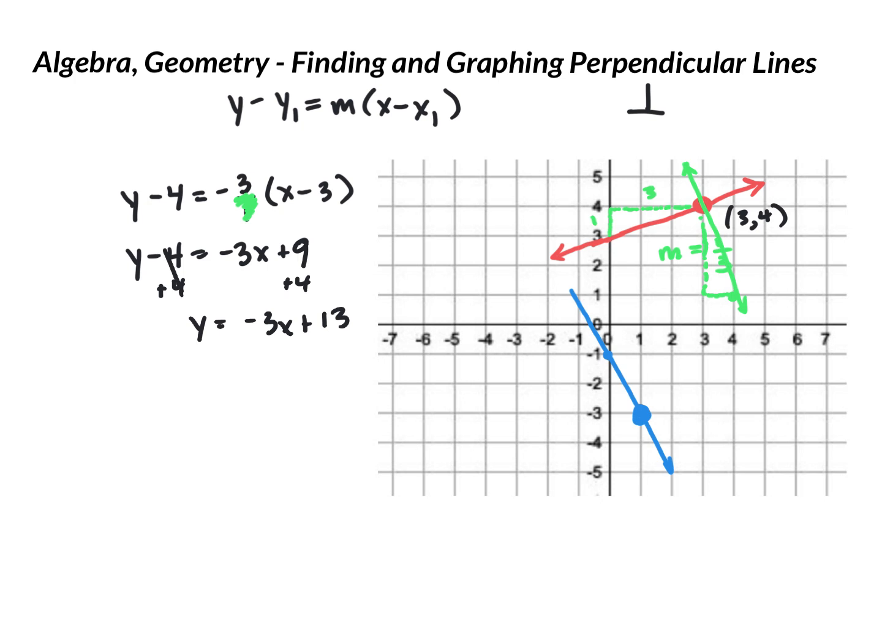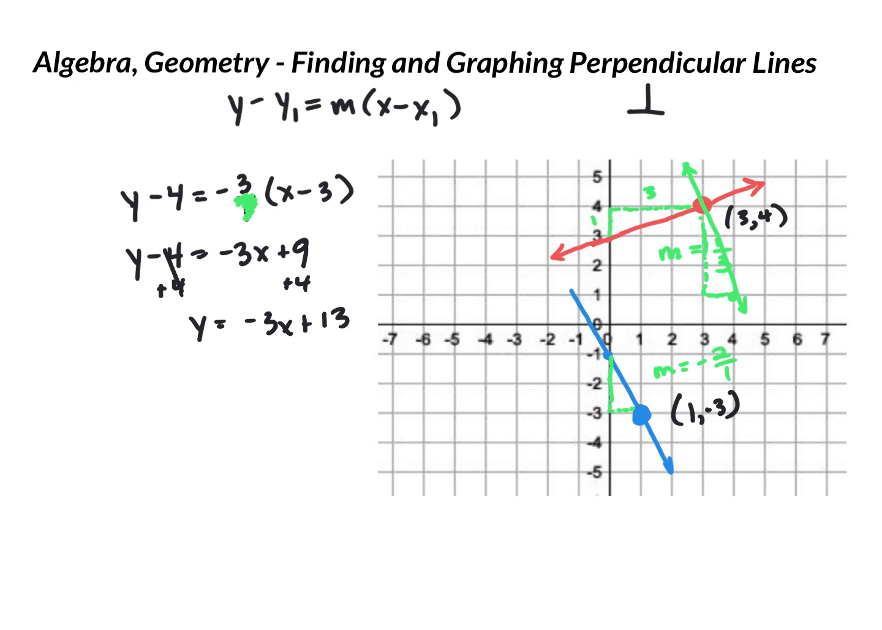All right, let's do the blue one next. The point of interest here is 1, negative 3. And let's find the slope. So we said, well, the rise, it went down 2 and over 1. So the slope is negative 2 over 1. Normally, of course, we just say negative 2. But remember, I'm going to need the reciprocal of this.